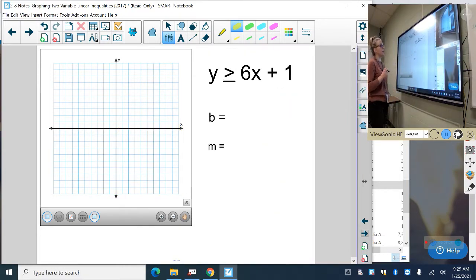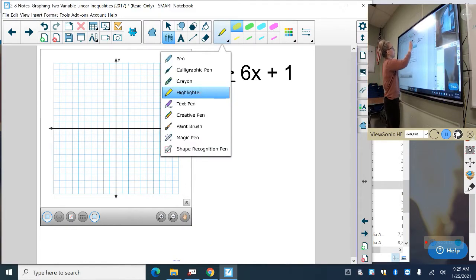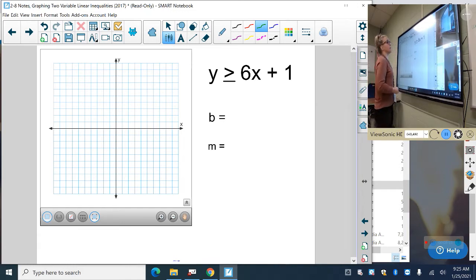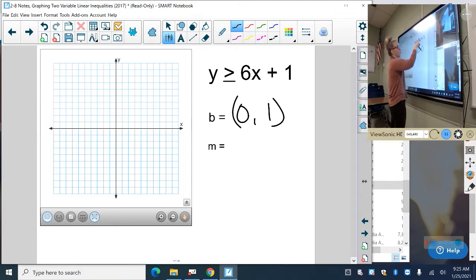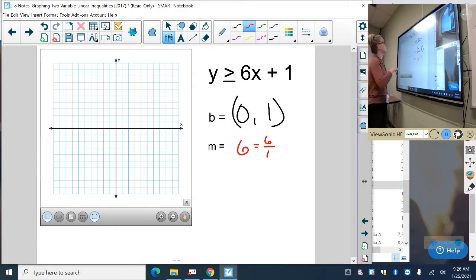Okay, y is greater than or equal to 6x plus 1. Well, what is my y-intercept? Because that's always where I start. I start at my y-intercept. So I'm going to start at (0, 1), because 1 is my y-intercept. And I'm going to go to 6 as my slope. Okay, so 6, or if you remember to write it as a fraction, it's also known as 6 over 1. So we're going to go up 6 over 1. So start at (0, 1). I'm going to go up 6, 1, 2, 3, 4, 5, 6 units over 1.